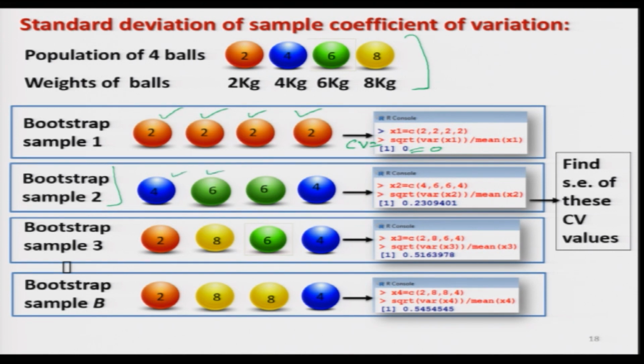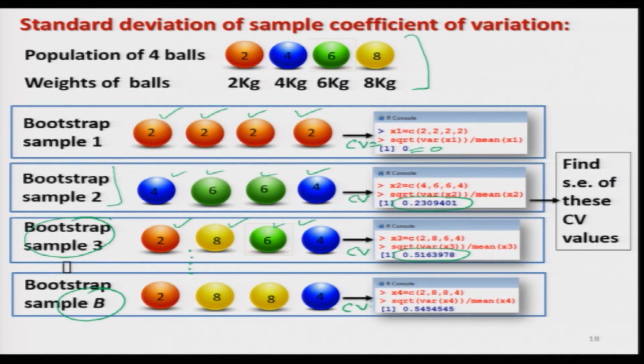Suppose this comes out to be 4, 6, 6, 4, and I try to find out its CV. Now the CV is coming out to be 0.2309401. Similarly, if I take a third bootstrap sample, whose values come out to be 2, 8, 6, 4, and I find its CV, it comes out close to 0.51. Then I can continue and obtain B such samples, and for each sample I compute the CV.